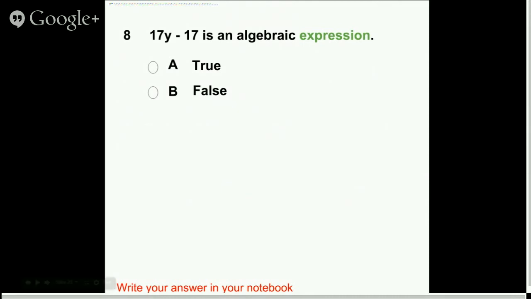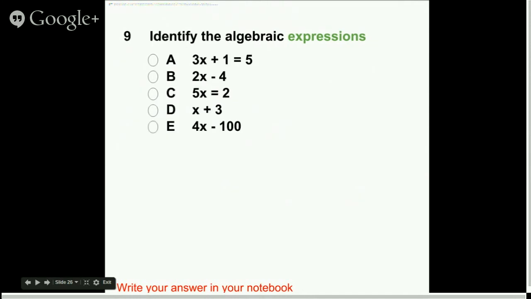How about this one? Go ahead and pause it. All right, the correct answer is A, true. It's got two terms, 17y and -17. All right, which ones of these are algebraic expressions? Go ahead and pause it. Okay, correct answer is all of them. All of them are. Oh, no, wait, I'm sorry. There's an equal sign. So A is not, B is, C is not, D is, and E is. So C and A are not.